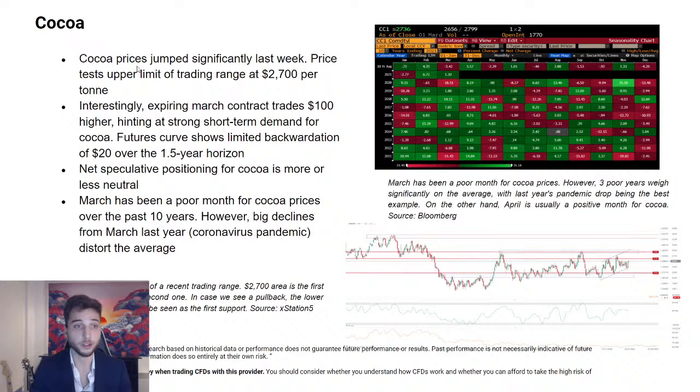Next, another commodity, cocoa. Cocoa prices jumped significantly last week. Price tests upper limit of trading range at $2,700 per ton. Interestingly, expiring March contracts trade $100 higher, hinting at a strong short-term demand for cocoa. However, the futures curve shows limited backwardation of $20 over the 1.5-year horizon. The net speculative positioning for cocoa is more or less neutral. That means the amount of long positions versus short positions. So in most markets, even on the X station, you can see how many people are long and how many people are short on certain markets.